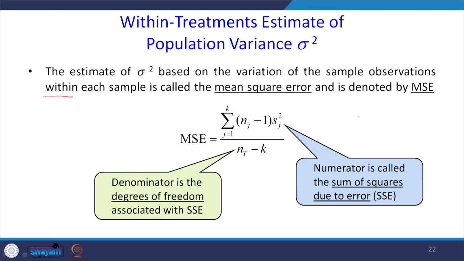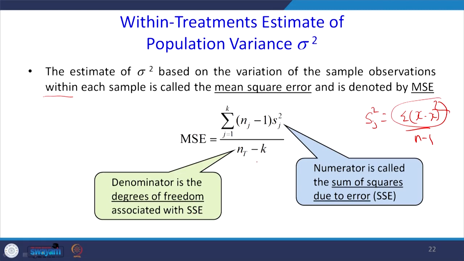Actually how has it come? If you want to know Sj square, what is the formula? Sigma of x minus xj, whole square, divided by n minus 1. So, instead of writing the numerator, that can be written as Sj square into n minus 1, that is why it is written Nj minus 1 times Sj square, divided by Nt, whose denominator is the degrees of freedom associated with error sum of squares. I will tell you what Nt is in the next slide.